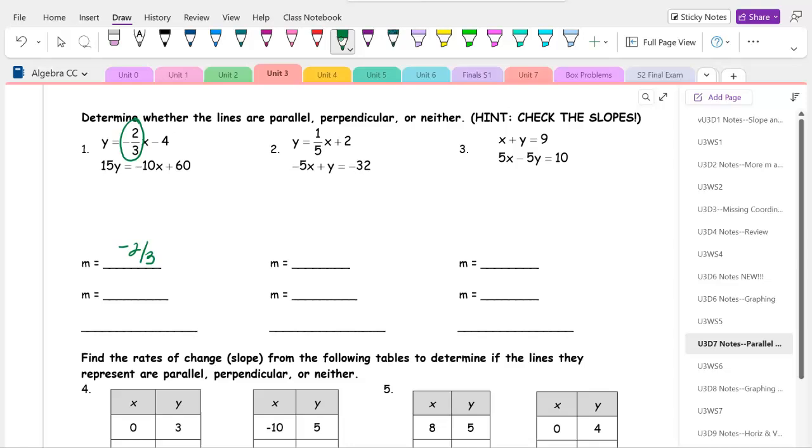But the second equation, we're going to need to go ahead and divide everything by 15 first. Make sure you use your calculator. Negative 10 over 15 simplifies to negative 2/3. Don't forget your x. 60 divided by 15 is 4. Now that we're in slope-intercept form, you can see that your second slope is also negative 2/3. These slopes are the same, which means our lines would be parallel.